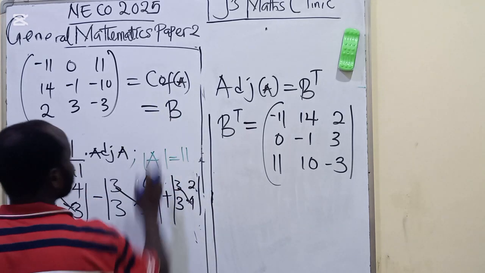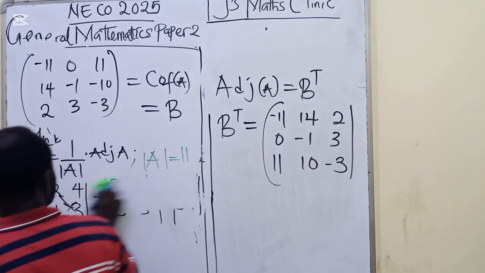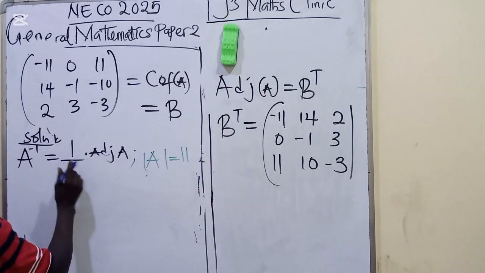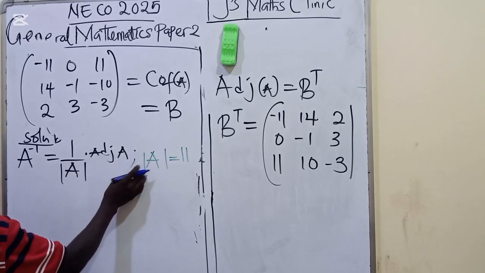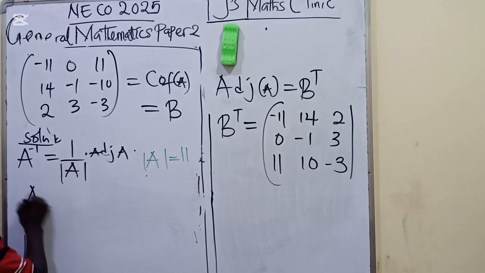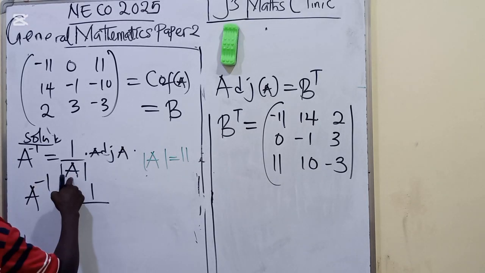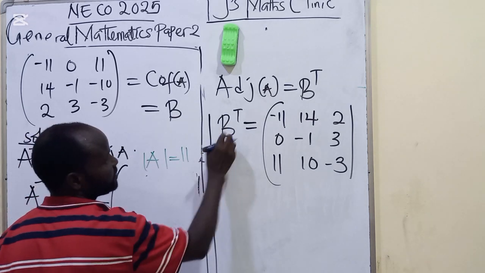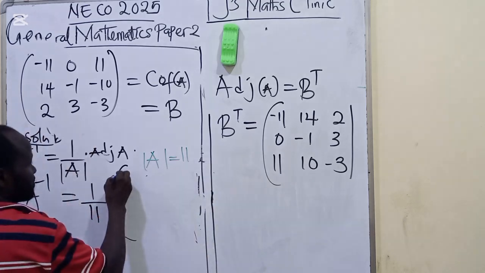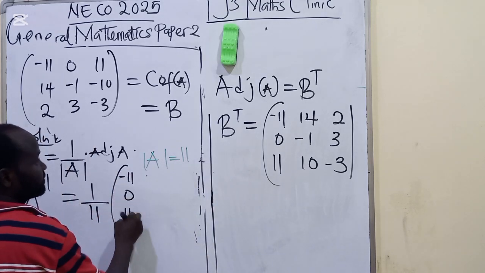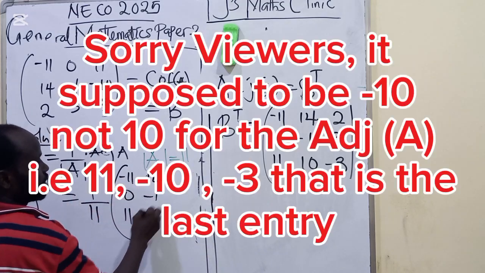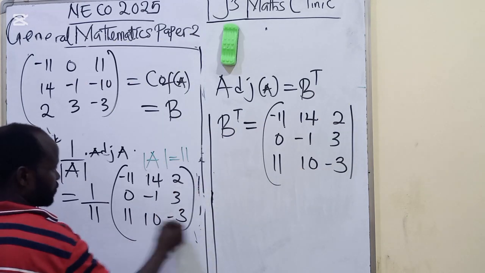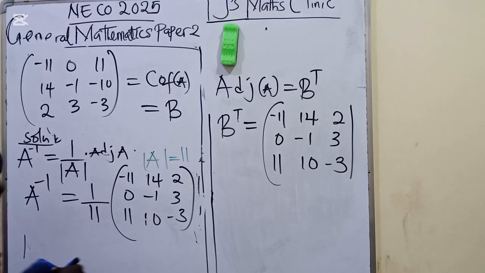The inverse of A now is given as 1 divided by the determinant of A, which is 11, multiplied by the adjoint of A, which is the B transpose now, which is minus 11, 0, 11, 14, minus 1, 10, 2, 3, minus 3. So whatever we have here will be the inverse of A now.